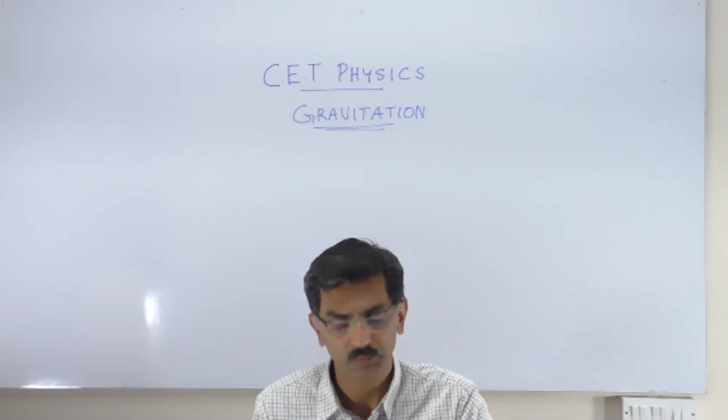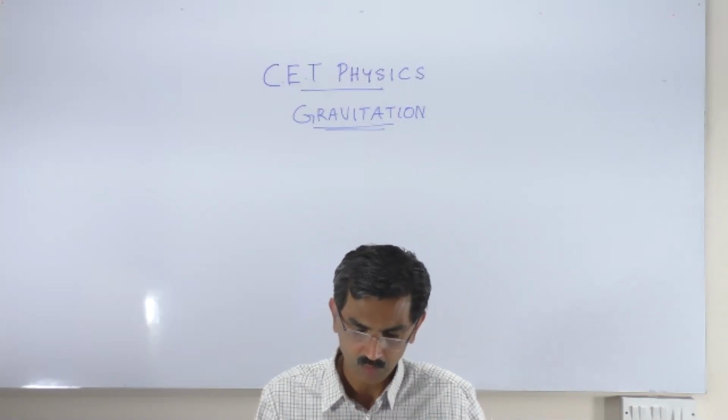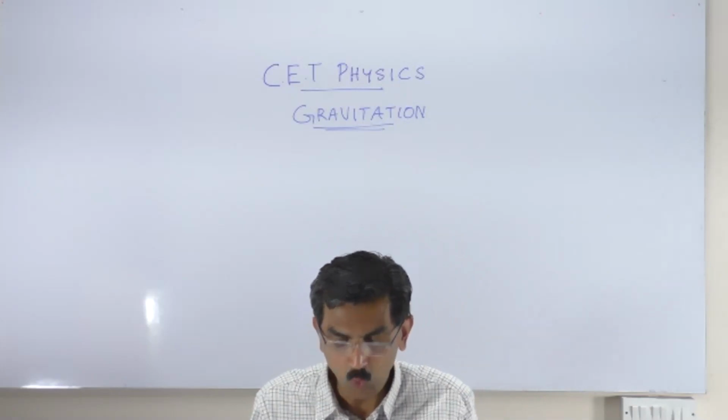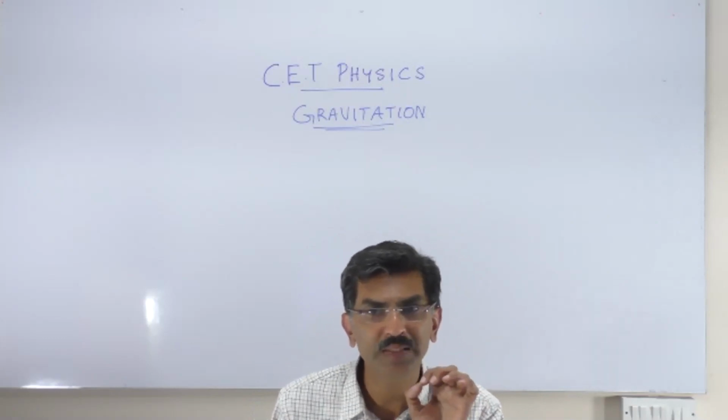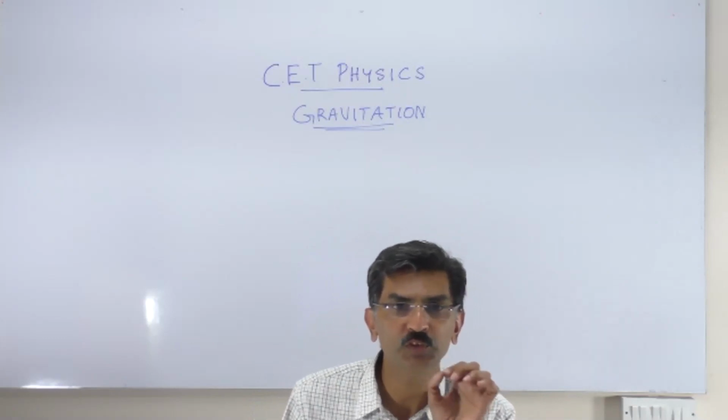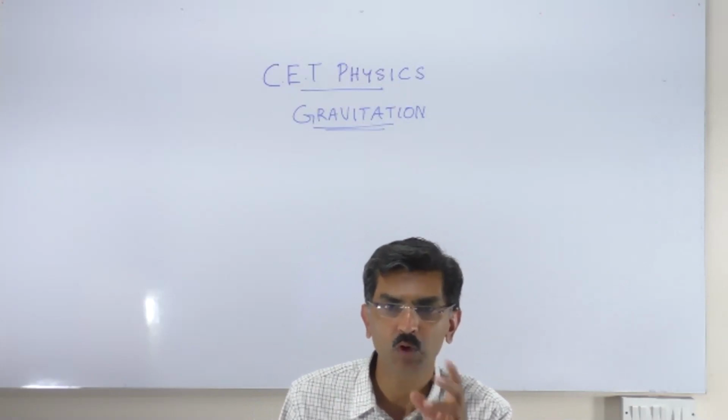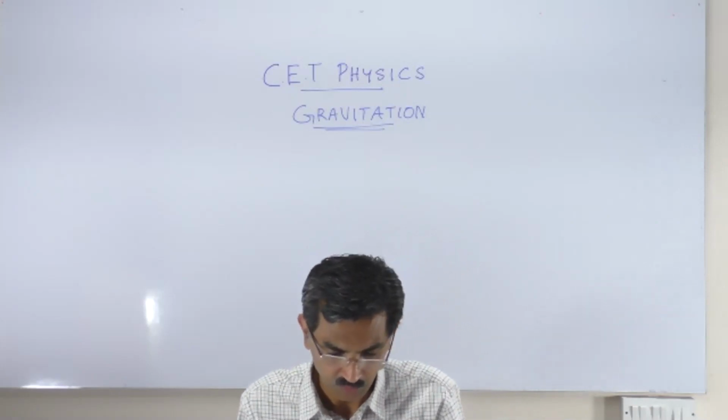Moving on to the next question. When a satellite going around the Earth in a circular orbit of radius r and speed v loses some of its energy, then what happens? That's the fifth question.